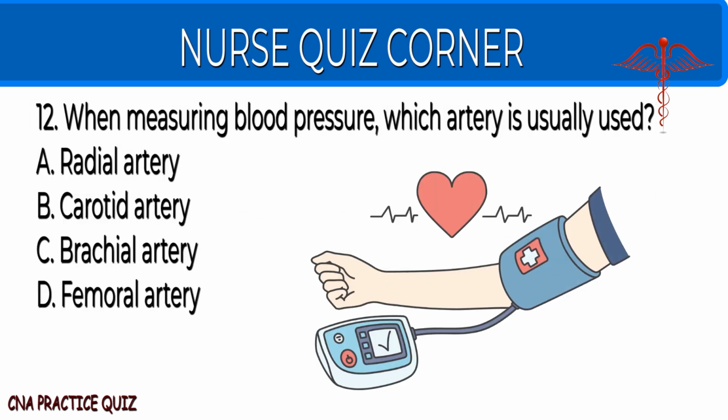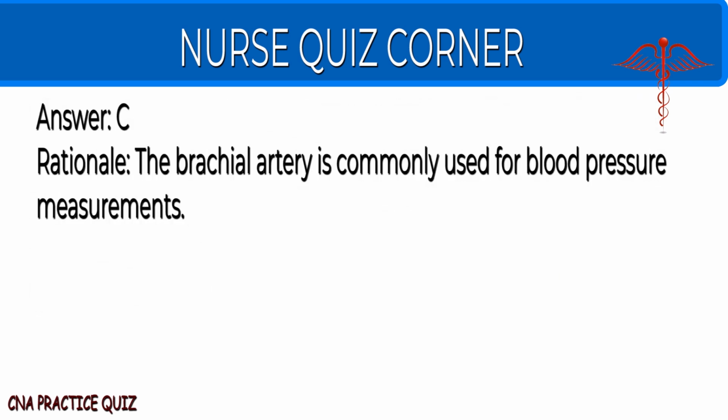12. When measuring blood pressure, which artery is usually used? A. Radial artery. B. Carotid artery. C. Brachial artery. D. Femoral artery. Answer C. Rationale. The brachial artery is commonly used for blood pressure measurements.